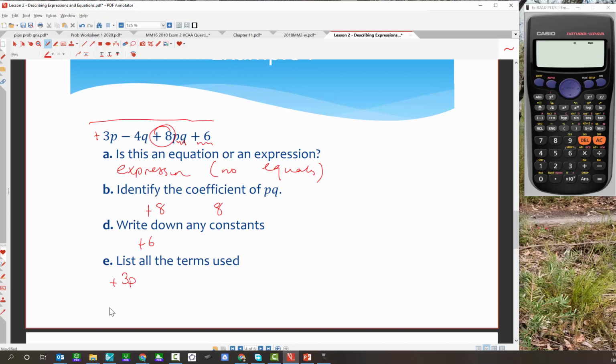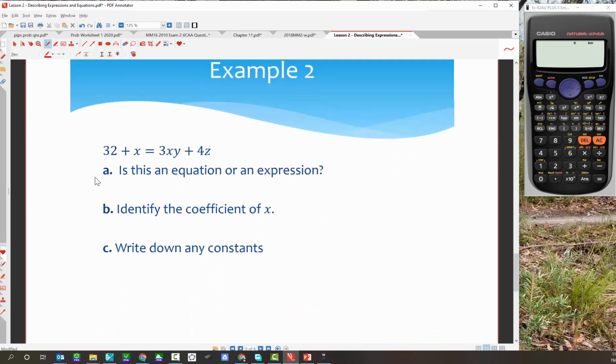This one here is actually negative 4q. Okay, so that term there is negative 4q. We've also got this term here, which is positive 8pq. And this final term here is positive 6. Okay, so when you look at writing or listing the terms, I want you to have a look at the sign in front of the term as well, because that gives you the value of the term.